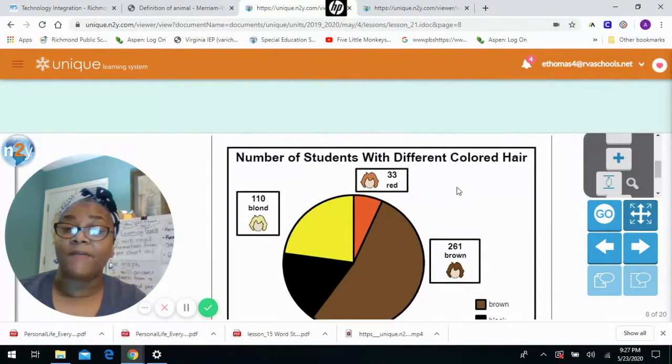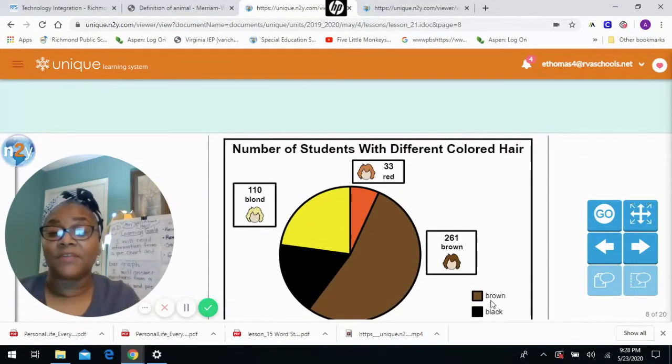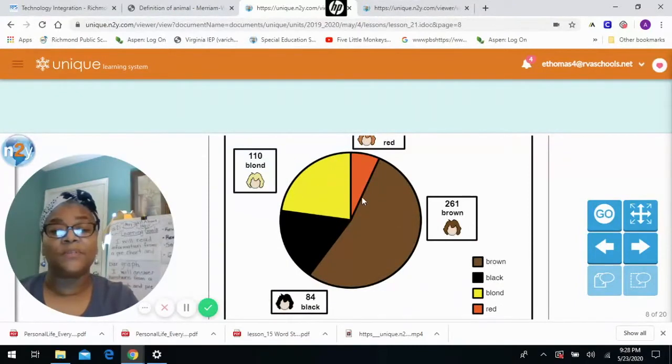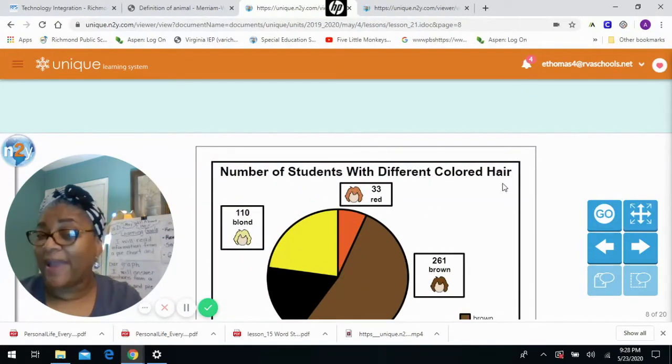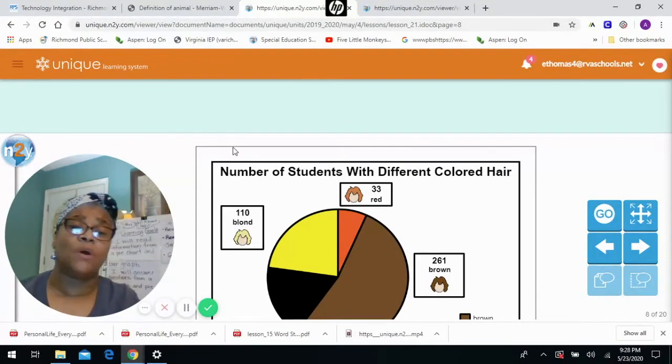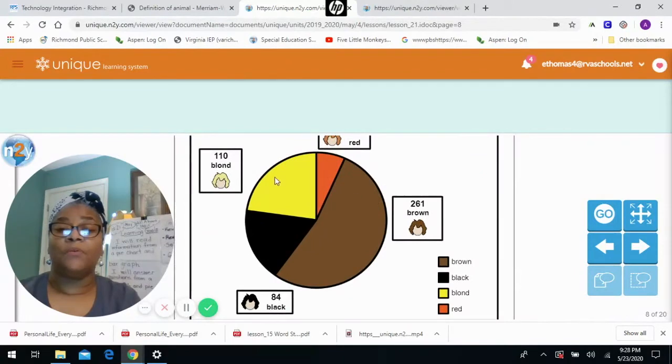Now, when you make a graph, you have to have a title and you have to have a key to tell people what this means. So let's go to the title of it. Number of students with different colored hair. Always, always, always have a title for your table or your graph. And then we have our key. We have brown for brown, black for black, blonde is yellow, and red, of course, is red.